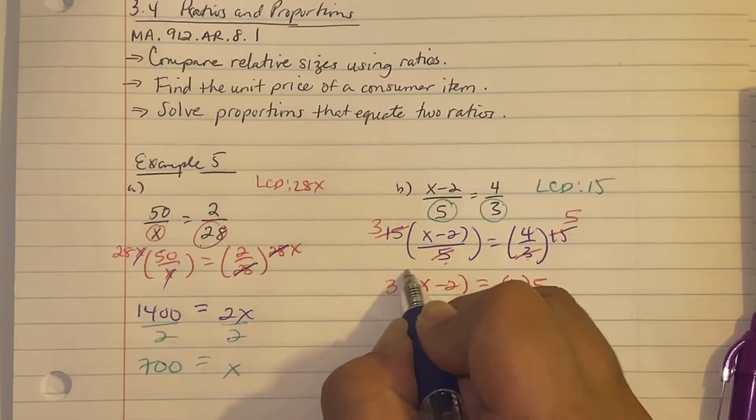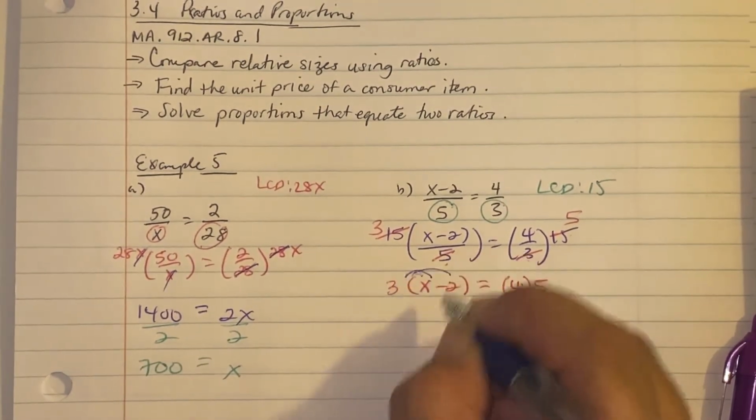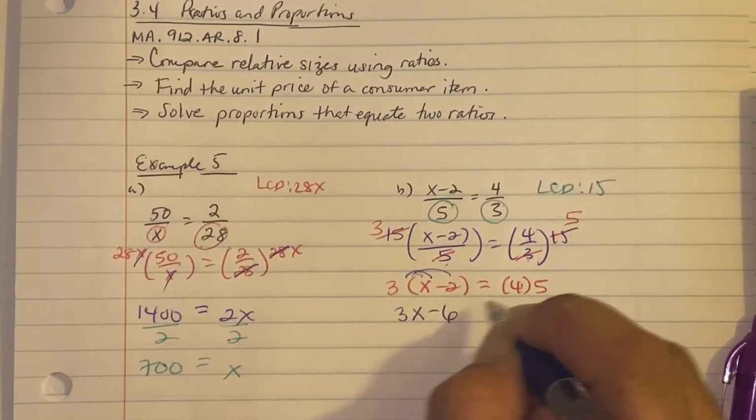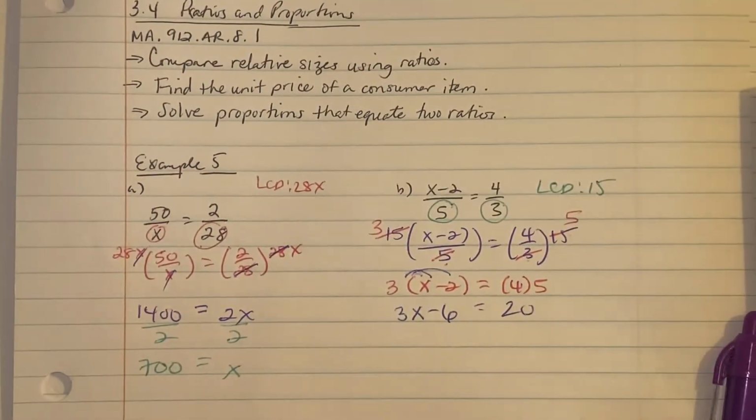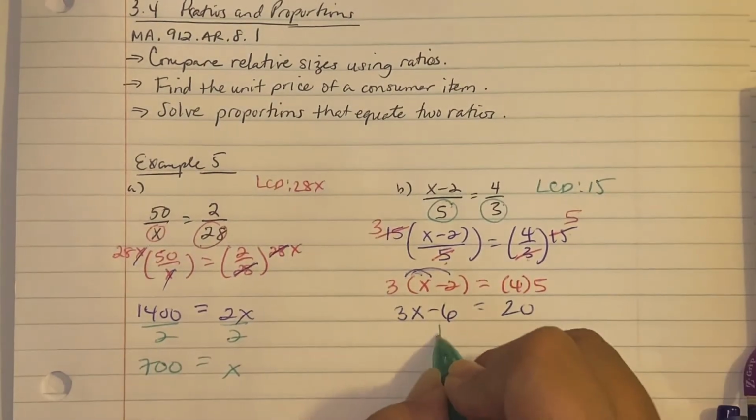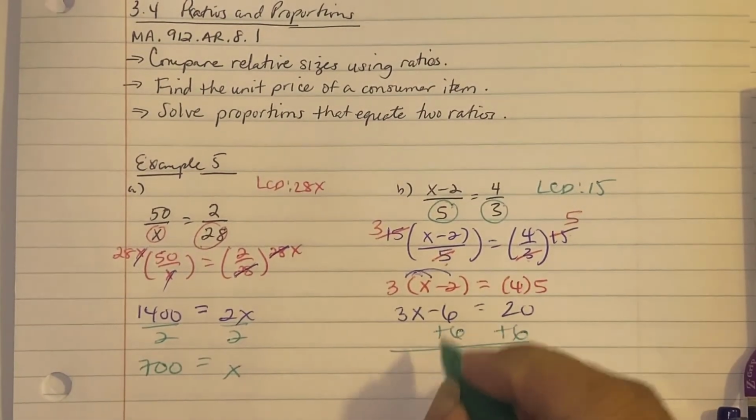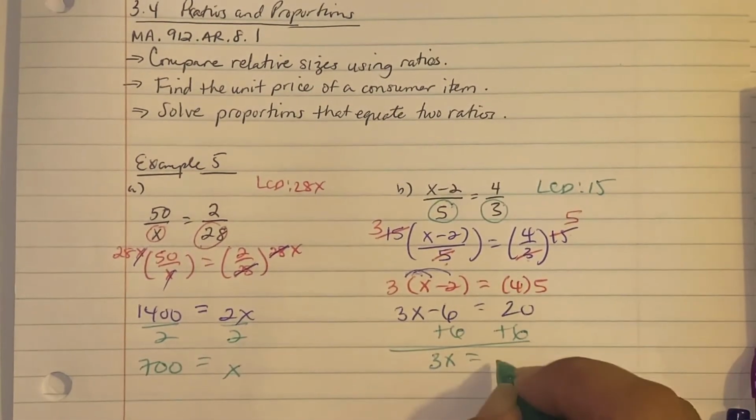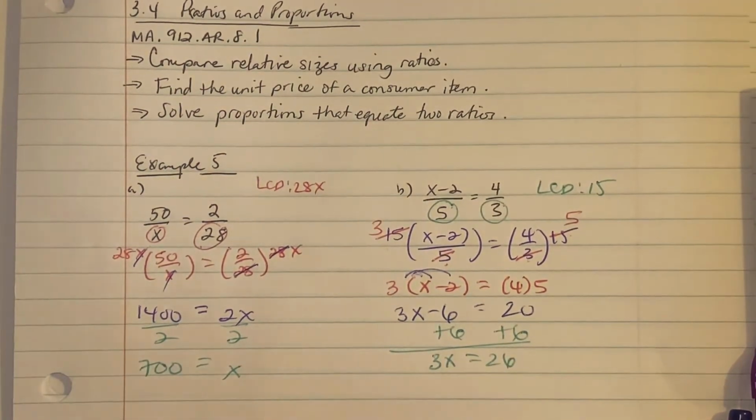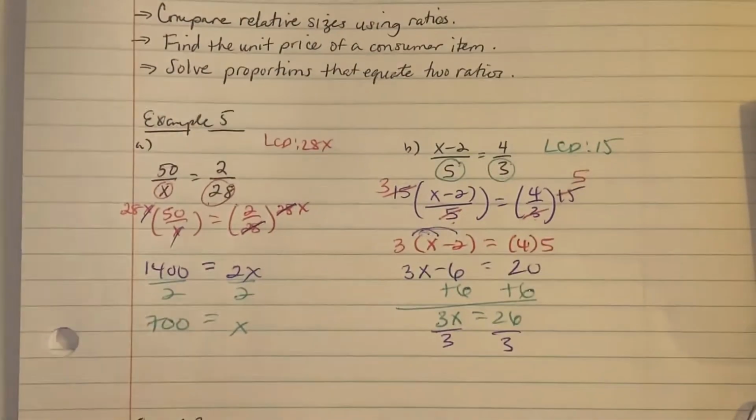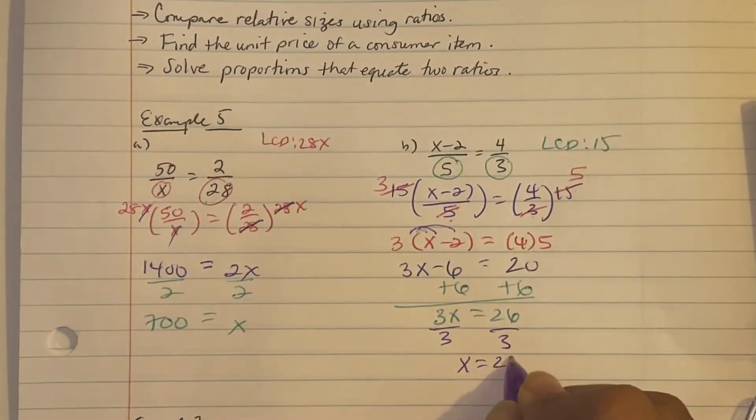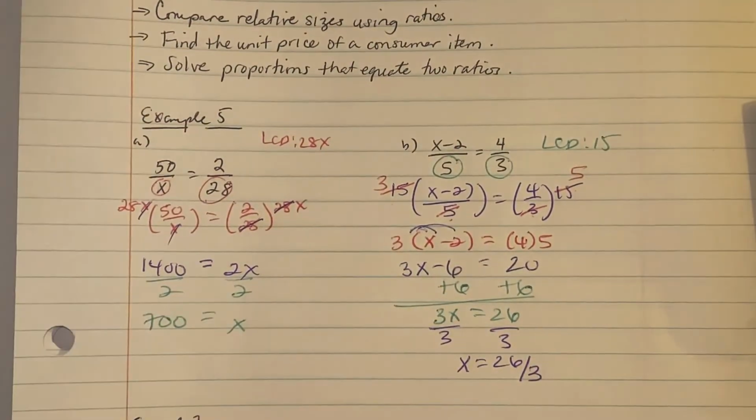So we're going to do the distributive property. So we get 3x minus 6 is equivalent to 4 times 5, which is 20. We are adding our 6 over. So you get 3x is equivalent to 26. And then divide both sides by 3. So we result in x equals 26 over 3.